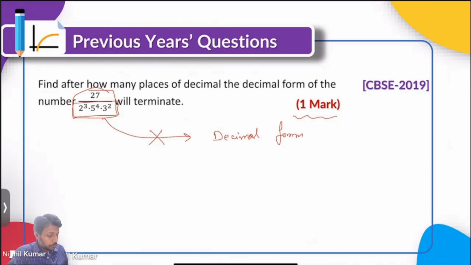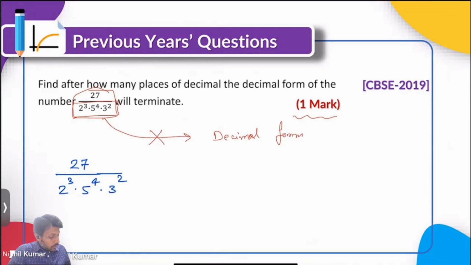Let's see how. 27 upon 2 cube multiplied by 5 to the power 4 multiplied by 3 squared. Well, how can I get a 10? See, I have 3 prime numbers, 2, 5 and 3. Which 2 prime numbers multiply to form the number 10? 2 and 5, right?